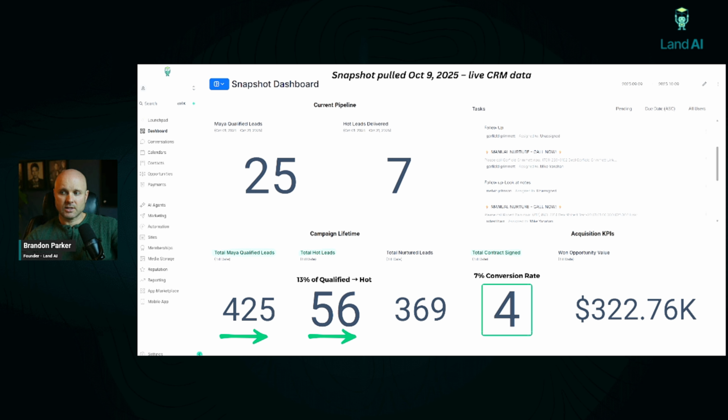56 of those have been pre-qualified. That's a little bit under our standard qualification rate, but these numbers usually play out as they get bigger. And then out of those 56, you can see 4 contracts were signed.